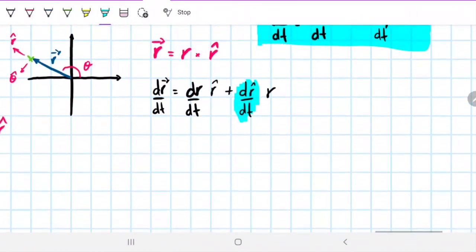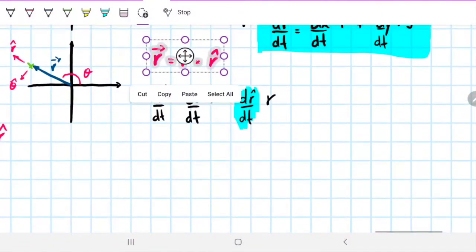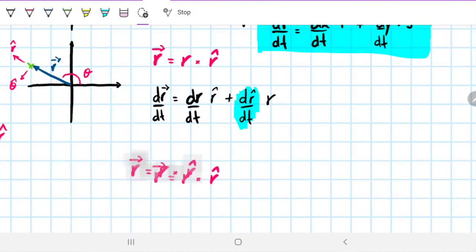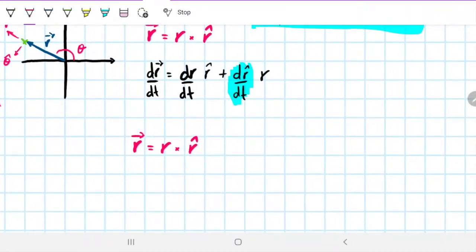So let's first define what r hat is, and with that, we can find the derivative of r hat. To do that, I'm going to go back to this idea here. If this definition is true, then by definition my r hat is simply the vector r, the position vector, divided by its magnitude, the scalar. Which makes a lot of sense, right?